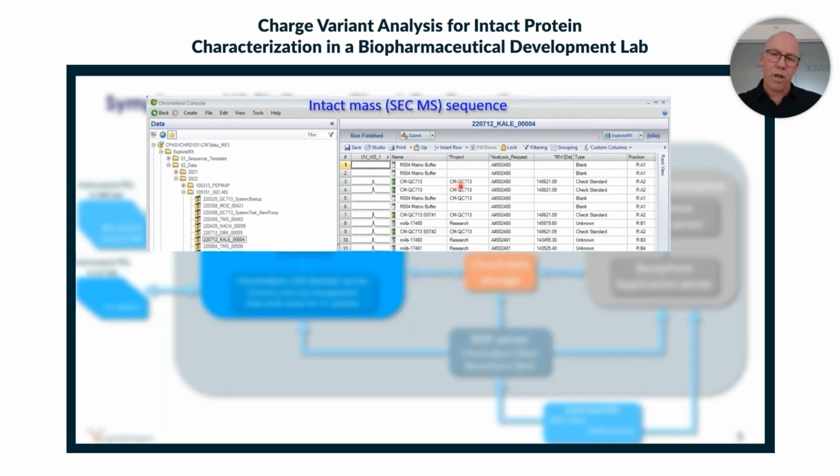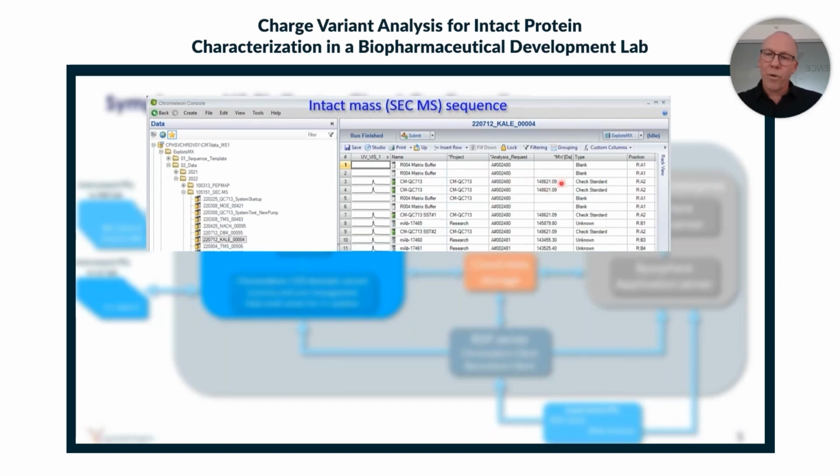For instance, we have a project column. That's the specific project that was analyzed. We have the analysis request number. That's a number that when our colleagues want us to perform an analysis, they draw this number and they associate a different analysis with it. This could, for instance, be a SEC-MS analysis.